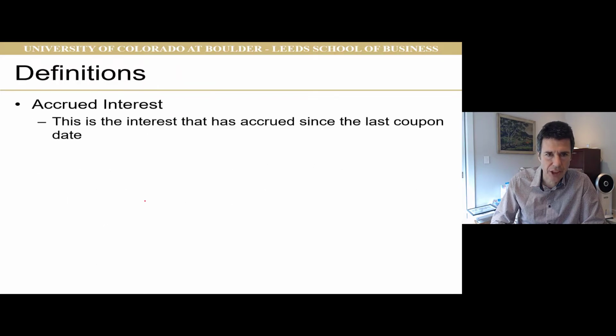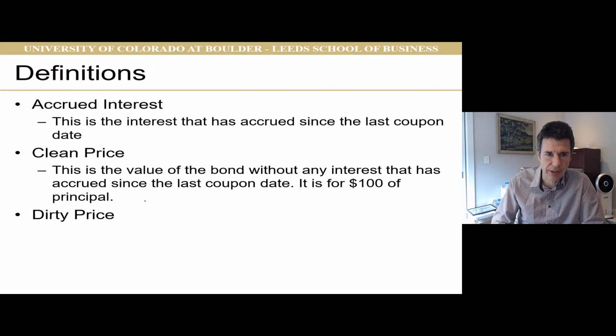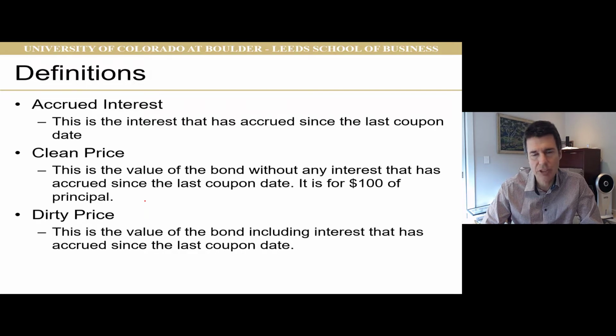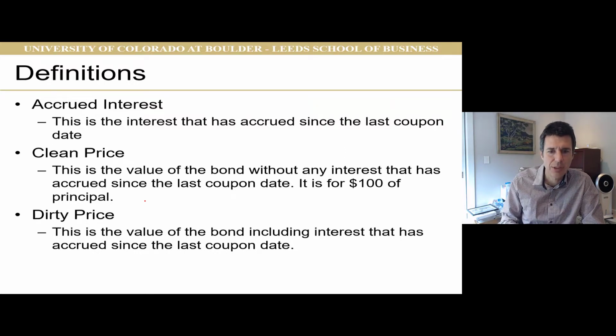So some definitions. And we're going to look at all of these in a minute. But we have accrued interest, which is the interest that is accrued since the last coupon date. We'll see how to calculate that in a little bit. We've got the clean price, which is the value of the bond without the interest that is accrued since the last coupon date. It's for $100 of principal. And then we have the dirty price, which is the value of the bond including the interest that is accrued since the last coupon date.